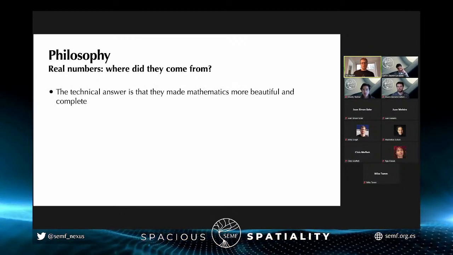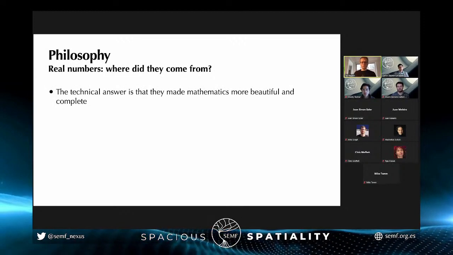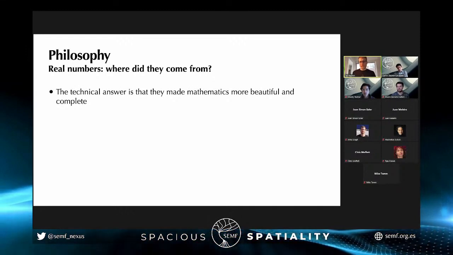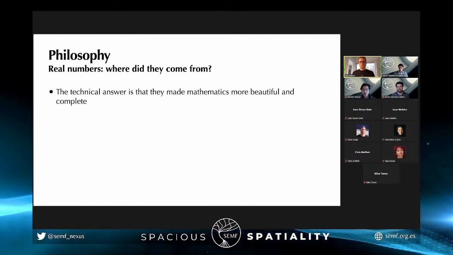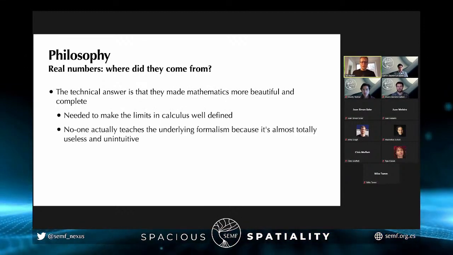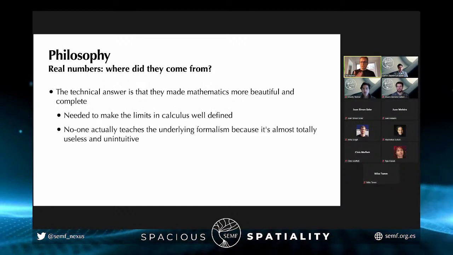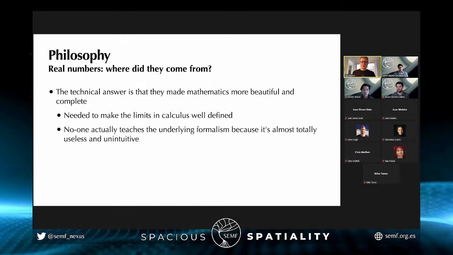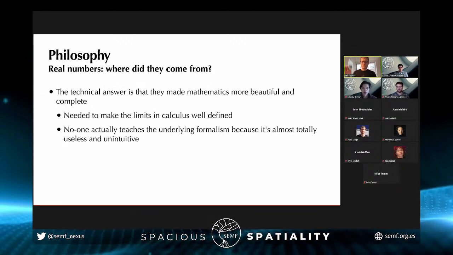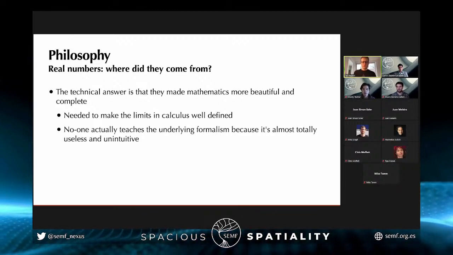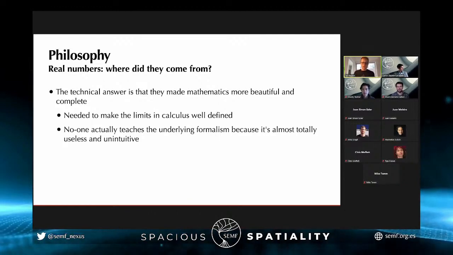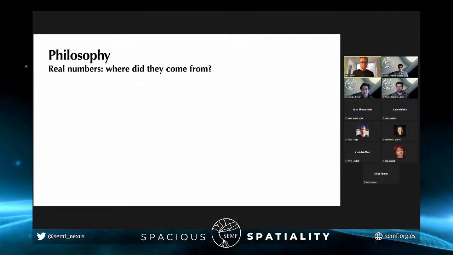So where did we get real numbers from? What's the origin story of them? The technical answer is that they were needed to fill in a lot of gaps in the traditional classical story of mathematics. They needed to make limits and calculus well defined. But the underlying machinery that describes and makes them precise is so technical that it's not often taught, and when it is taught, it really doesn't give much insight. So that foundation is often swept under the rug. People, mathematicians especially, use real numbers without really confronting some of these underlying complexities.